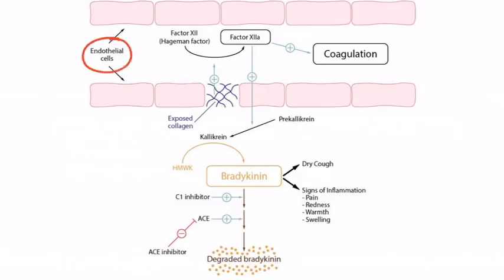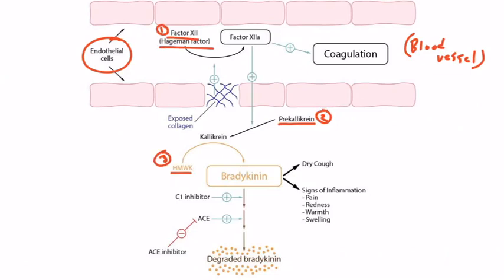You can see endothelial cells here, indicating that this is a blood vessel, and we just mentioned that the liver produces 3 proteins which just float around in the blood. These include factor 12, also known as Hageman factor, so that's 1. The second protein is prekallikrein, that's 2. And third is high molecular weight kininogen.